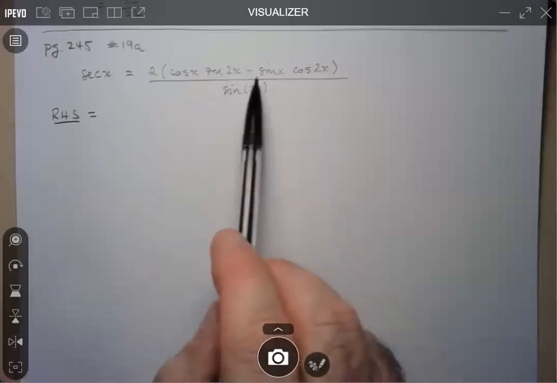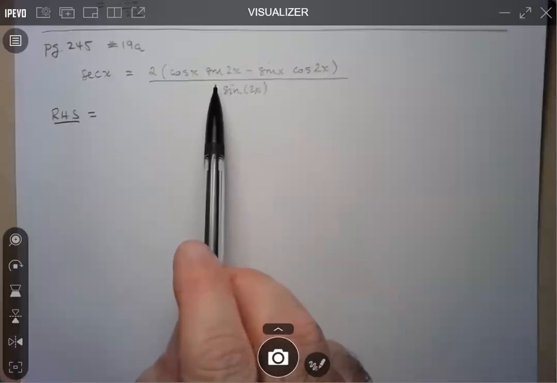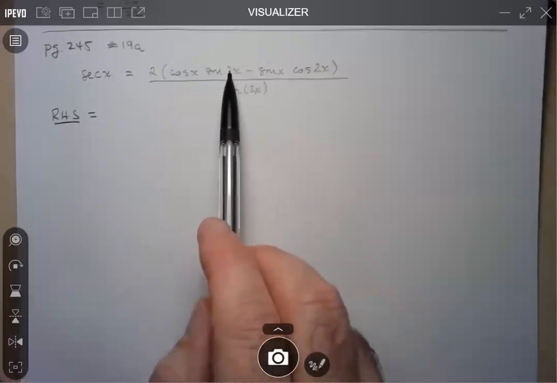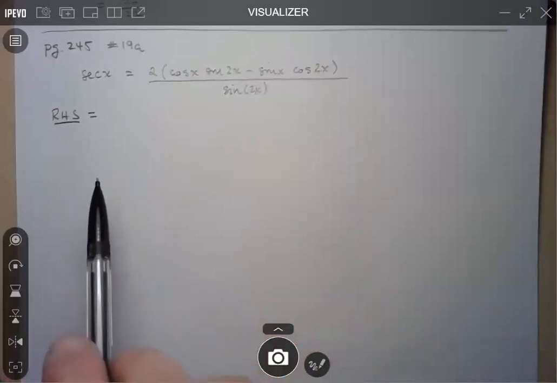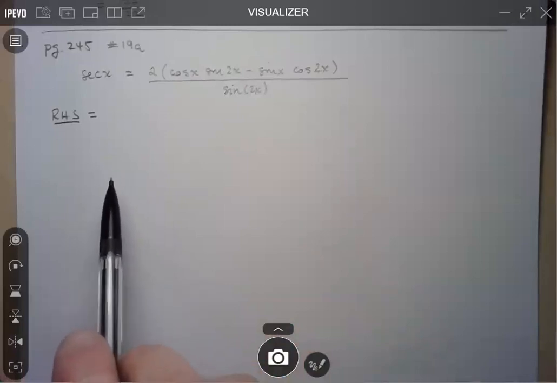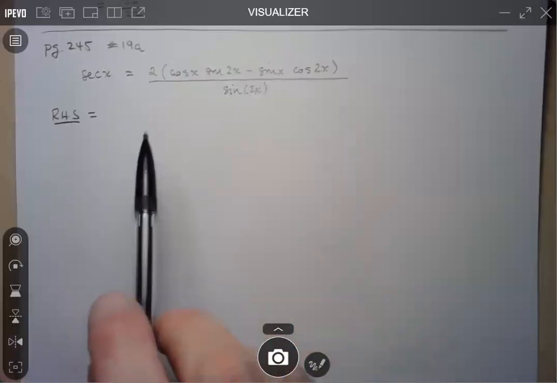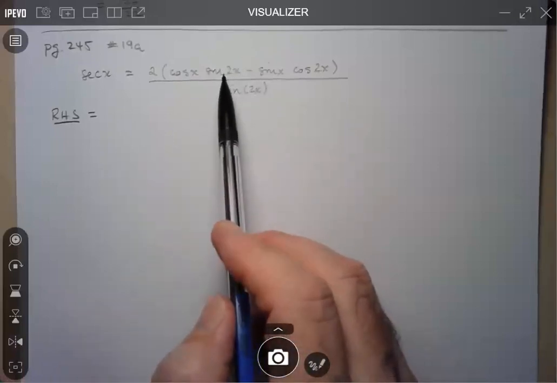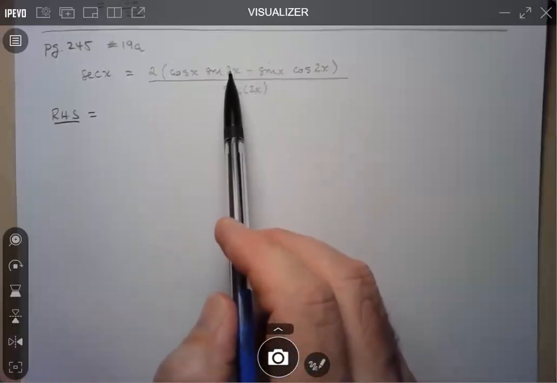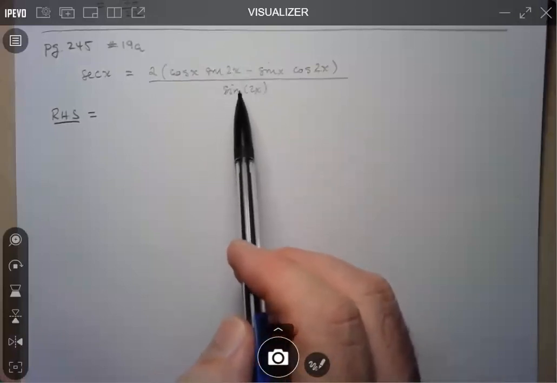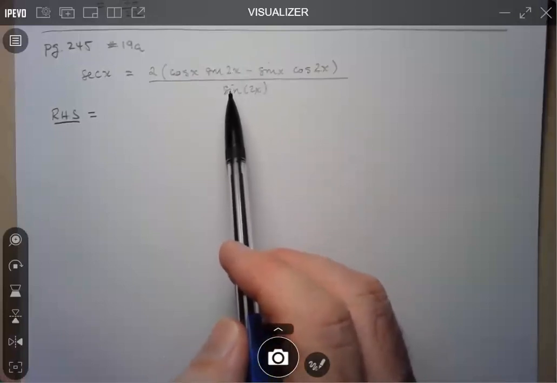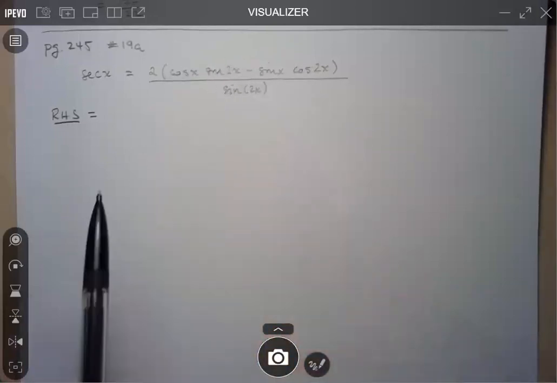There's no real algebra to be done right off the bat, but what I do see is a sine 2x and a cos 2x, okay? So when you're trying to figure out what identities to use, in some cases, you have no choice. I know I need to turn sine 2x into 2 sine x cos x, okay? And presumably the denominator too, but that's less of a concern because this numerator is much more complicated.